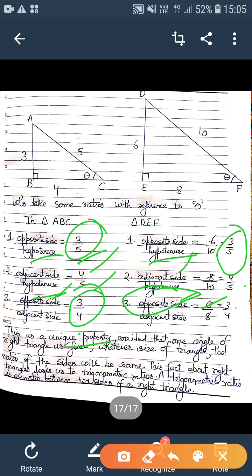A trigonometric ratio is a ratio between two sides of a right triangle. In the coming section, you will study that this particular ratio, opposite side over hypotenuse, is denoted by a particular name. Similarly, adjacent side over hypotenuse is denoted by a particular name, and opposite side over adjacent side is also denoted by a particular name, which we will be calling trigonometric ratios.